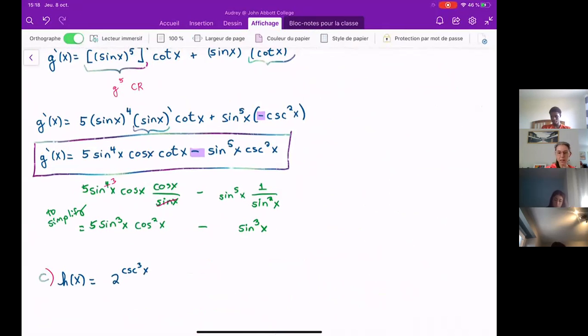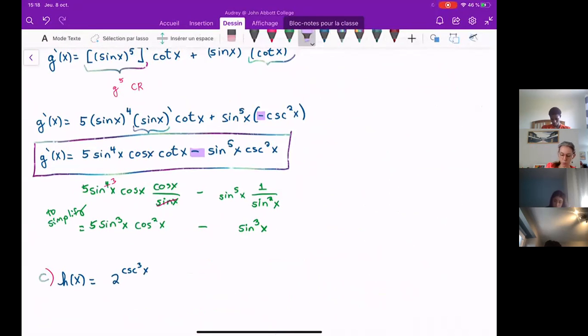So cotangent was cosine over sine, and cosecant was 1 over sine. And then because of that, that cotangent had a sine in the denominator, so I was able to cancel out one of the sines. And the sine to the 5th times cosecant squared became sine to the 5th over sine squared. And so here I was really just applying the rule that if I have a to the n over a to the m, I get a to the n minus m. It just so happens that in this case, my a is sine x. Did that help at all?